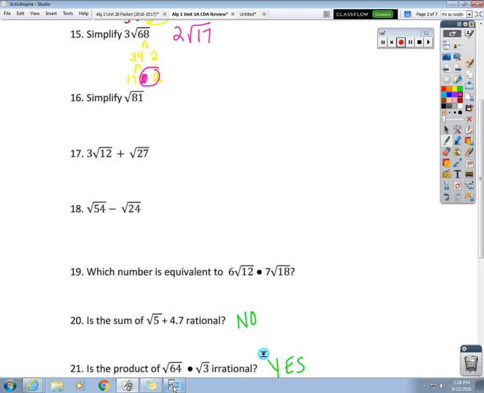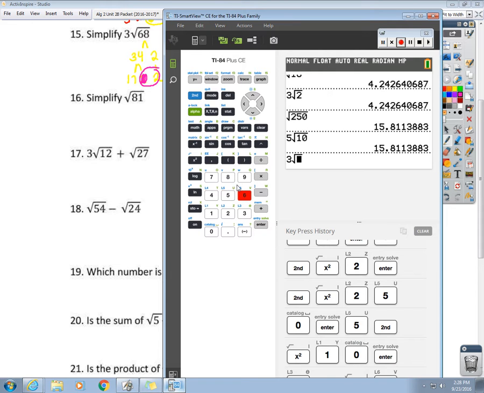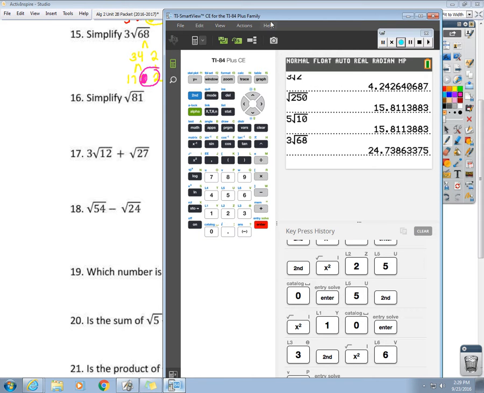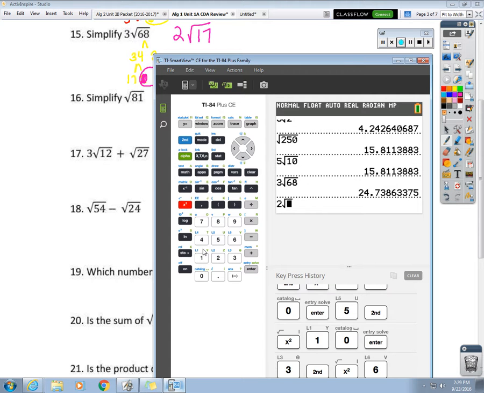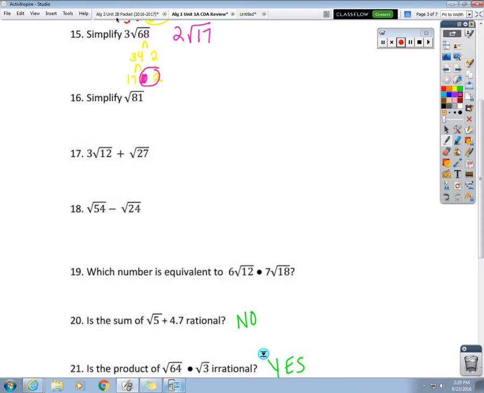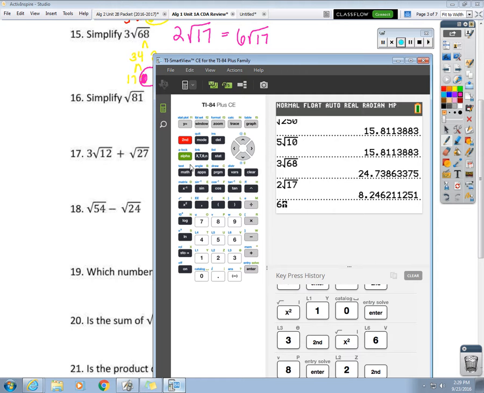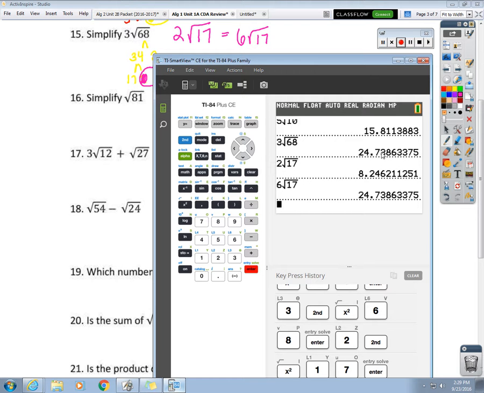No, so let me show y'all something. Type in the question of 3 square roots of 68. And you get that. Now if I were to type in 2 square roots of 17, because I feel like I've done everything right so far, why is it not the same? Because you didn't multiply it to the outside. Right, this 3 that was already there now joins with the 2 to make 6 on the outside. They multiply together. So now when you type in 6 square roots of 17, it does match the question.